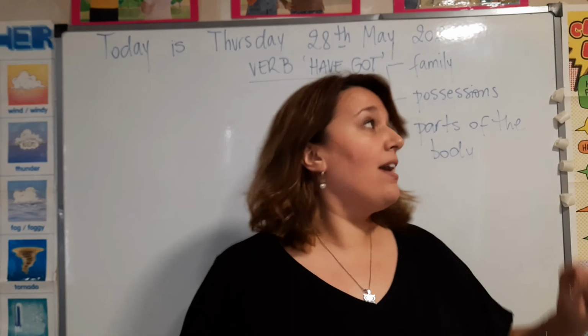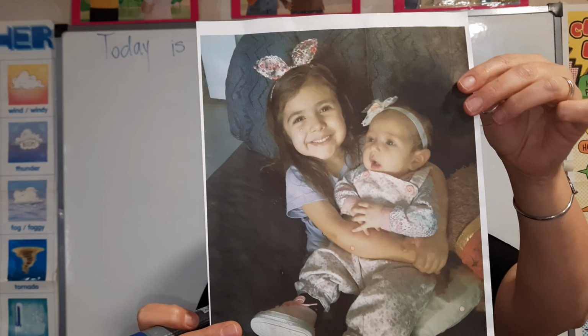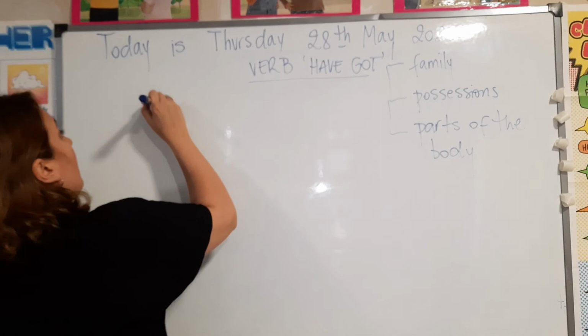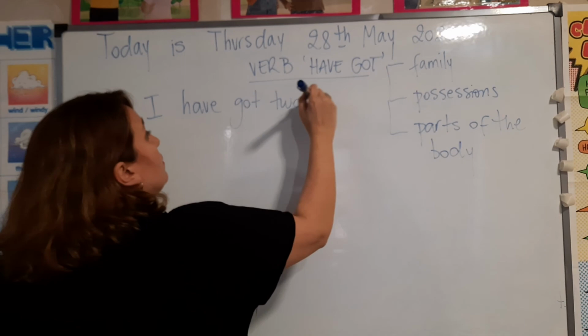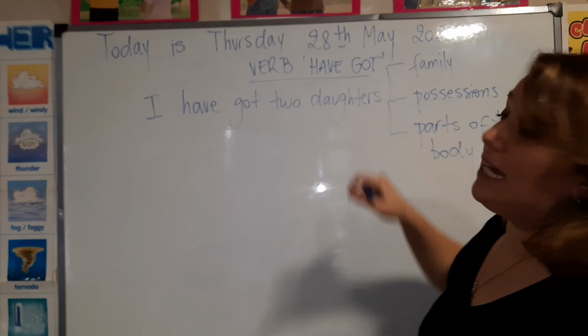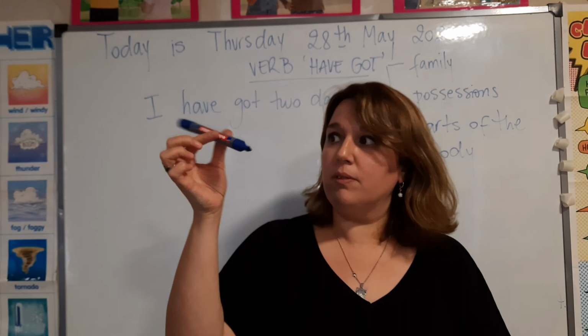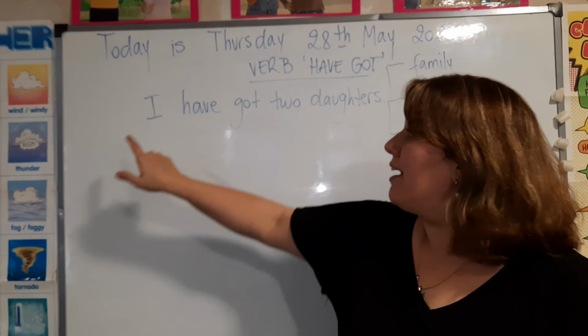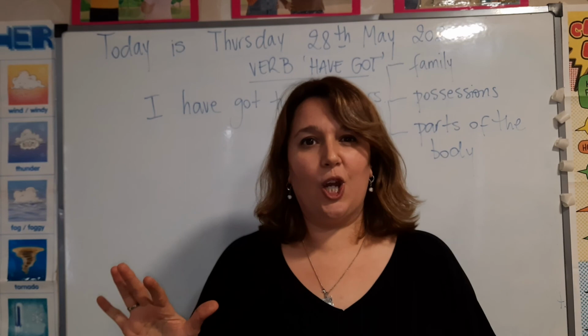So, for example, I can say about my family, look at the picture. I can say, I have got two daughters. I can also use it for possessions. I can say, I have got a blue marker, or I have got a big house. Or to talk about parts of the body, I can say, I have got short hair, or I have got brown eyes.